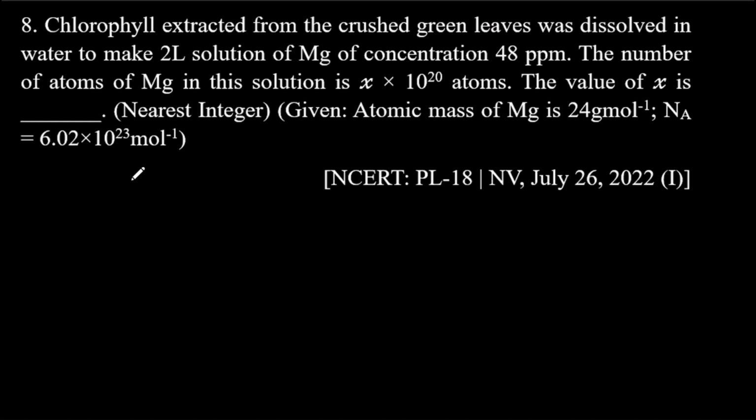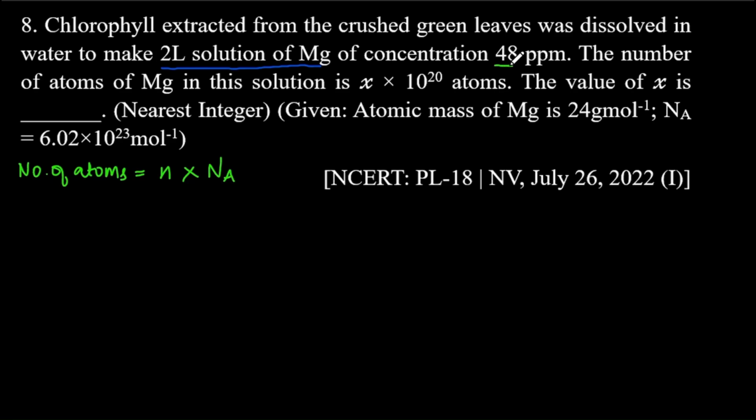The next question is, chlorophyll extracted from the crushed leaves was dissolved in water to make 2-liter solution of Mg of concentration 48 parts per million. The number of atoms of magnesium in this solution is X into 10 power 20 atoms. The value of X is? So in this question, you have to calculate number of atoms. The formula to find number of atoms is, you have to find number of moles, n, and multiply that by the Avogadro number.